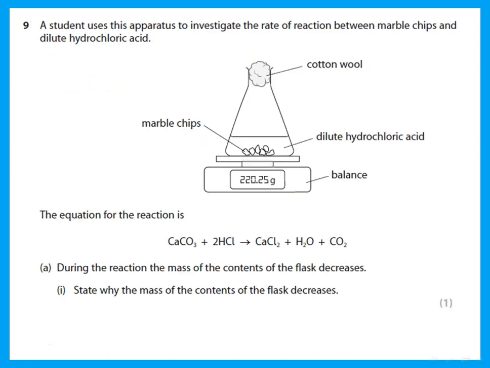Okay? The next question says, a student uses this apparatus to investigate the rate of reaction between marble chips and dilute hydrochloric acid. During the reaction, the mass of the contents of the flask decreases. State why the mass decreases. Remember, he's telling me that marble chips are calcium carbonate. Calcium carbonate, when it reacts with HCl, gives carbon dioxide gas, and this gas will come out, and that is why the mass will decrease. So it is because carbon dioxide gas is formed and it escapes.